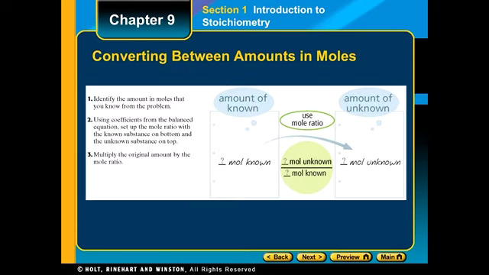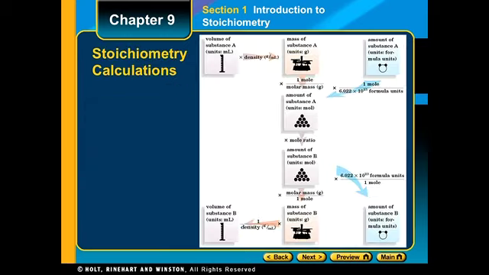The conversion can be done as follows. First, identify the amount in moles using the coefficients from the balanced chemical equation, multiplying the original amount by the mole ratio, as will be shown in the next slides.